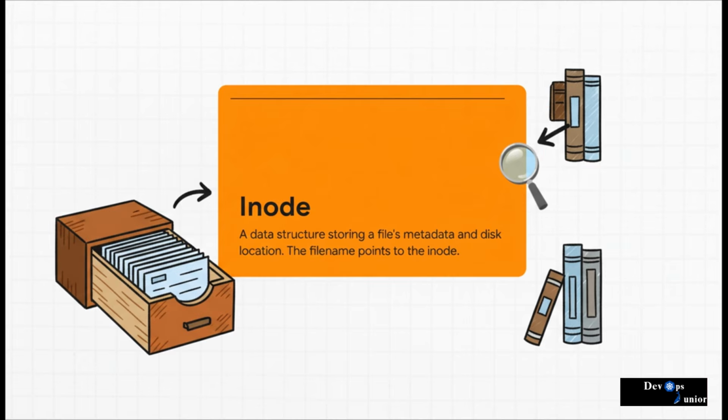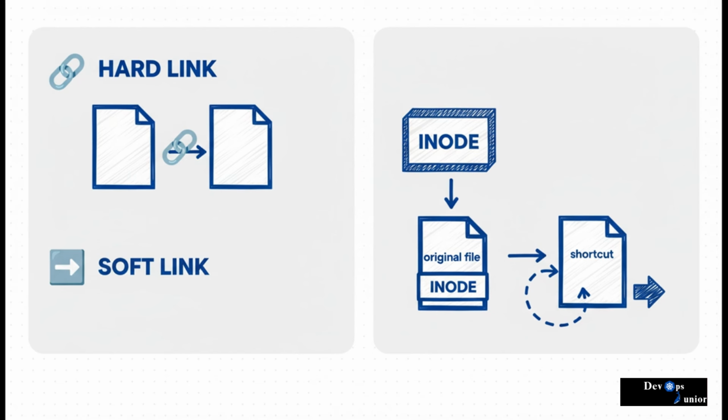The file name, that's just the title on the book's spine. It just points you to the real record. And this whole inode idea is what makes links possible. A hard link, that's just a second file name pointing directly to the exact same inode.